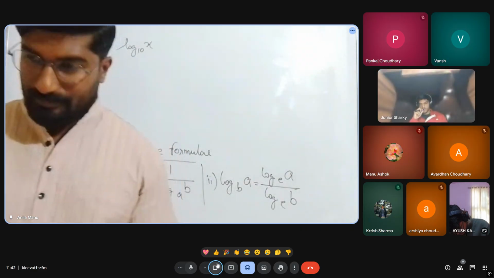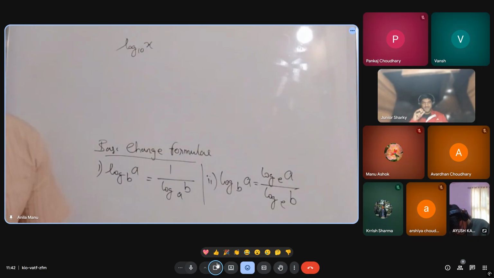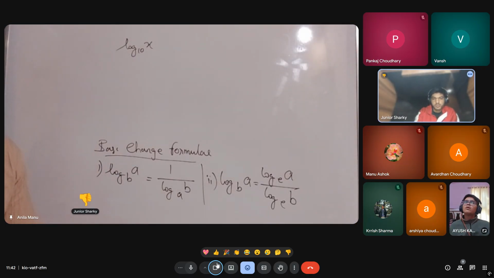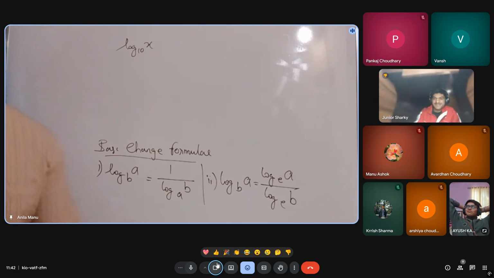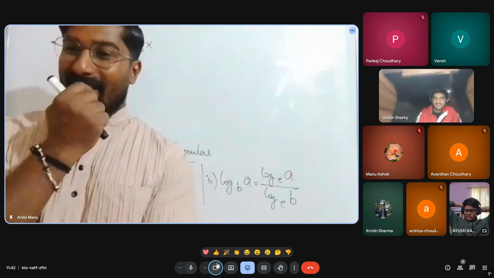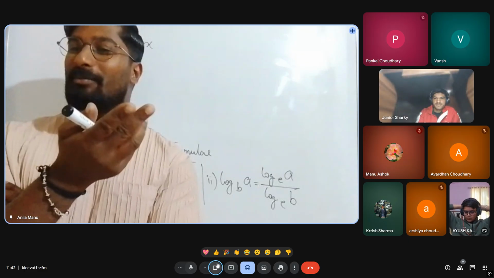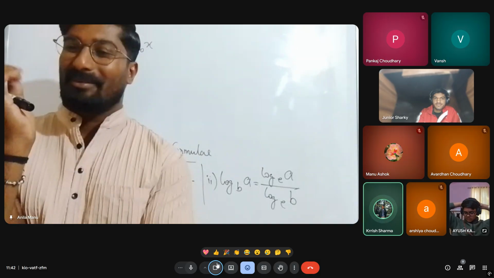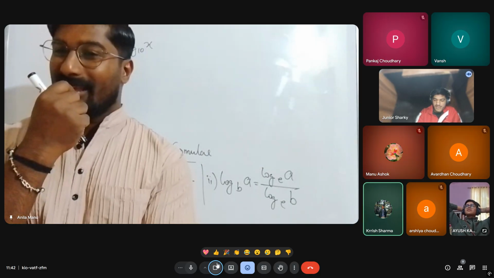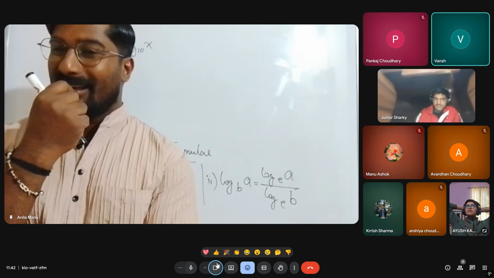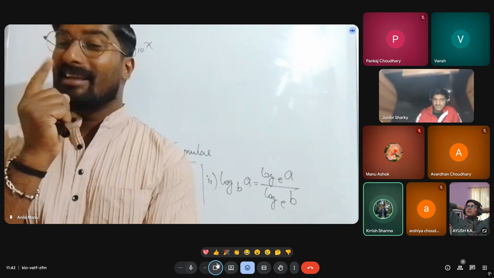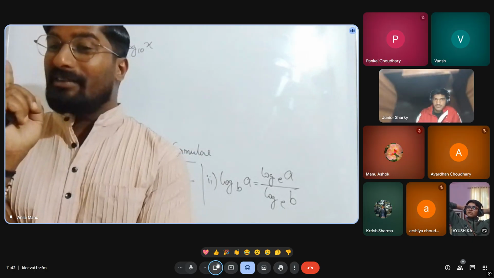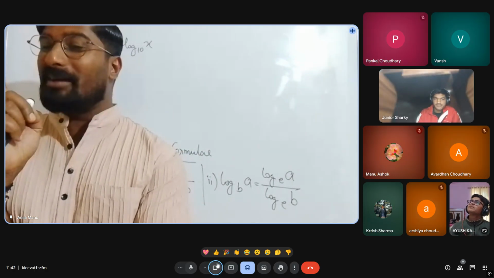Got it? What happened? How many of you got the answer? Derivative of log x is 1 by x, right? Then why can't you solve it? Because we have to change the base here.